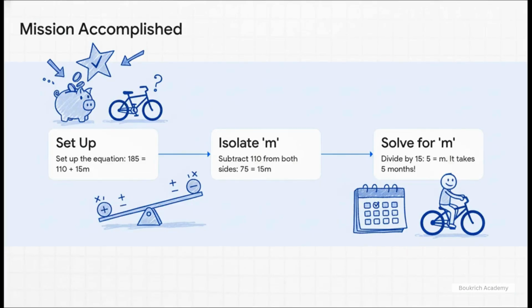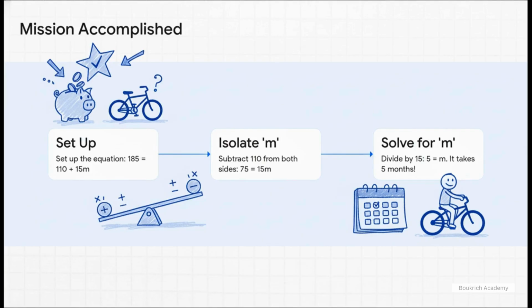We know the final amount, C, is 185. So we set up the equation. 185 equals 110 plus 15m. We subtract the 110 he started with, leaving 75. Then we divide that 75 by the 15 he saves each month. The answer is 5. It's going to take Harry exactly 5 months to save for his bike.